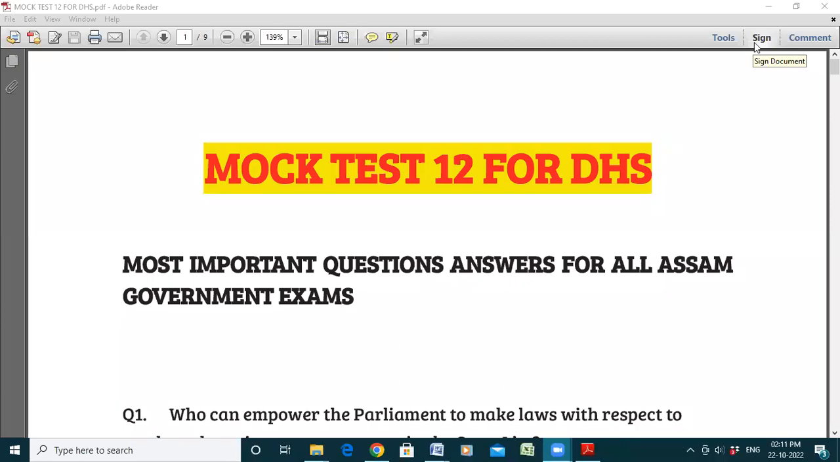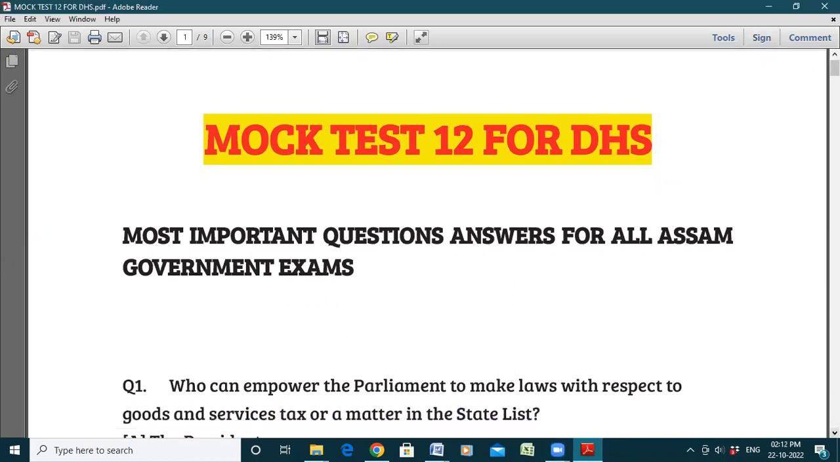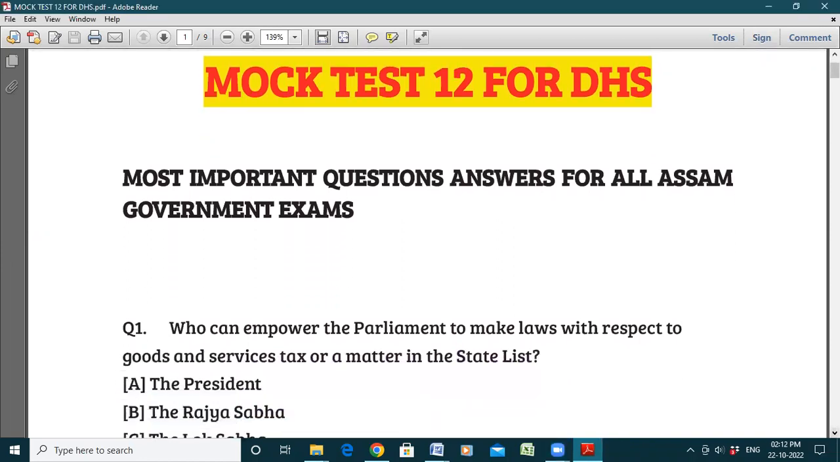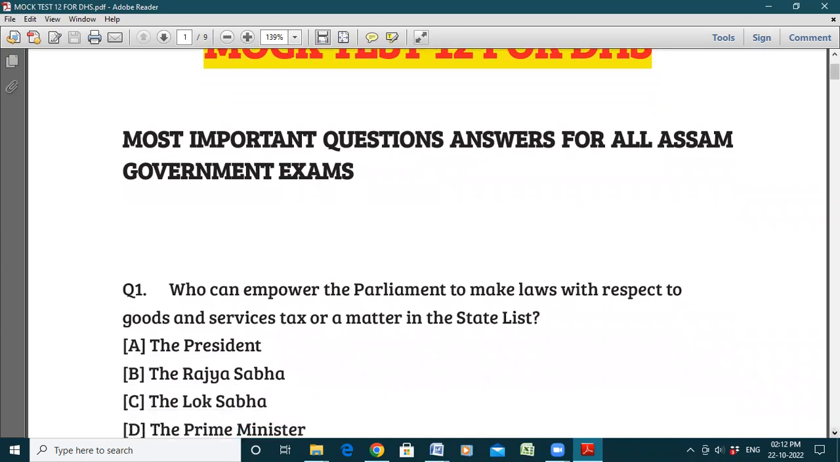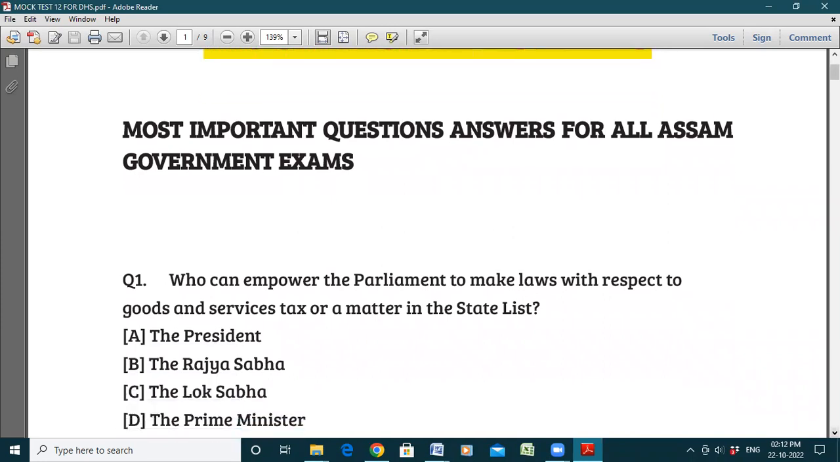Yes, so this is the mock test number 12 for upcoming DSS examinations, and the questions and answers discussed here will be important for other competitive examinations and APSC prelims. Today's first question is, who can empower the Parliament to make laws with respect to goods and services tax for a matter in the state list?